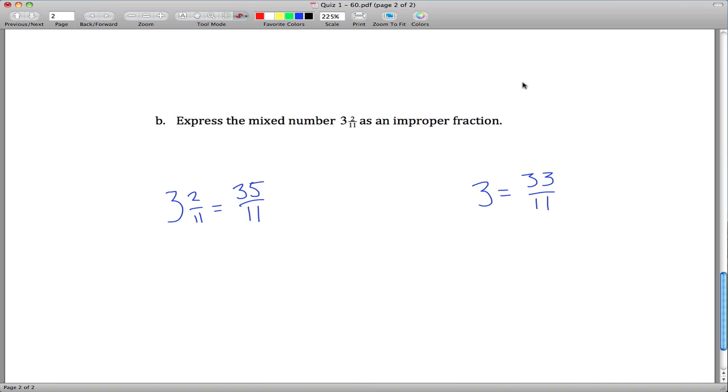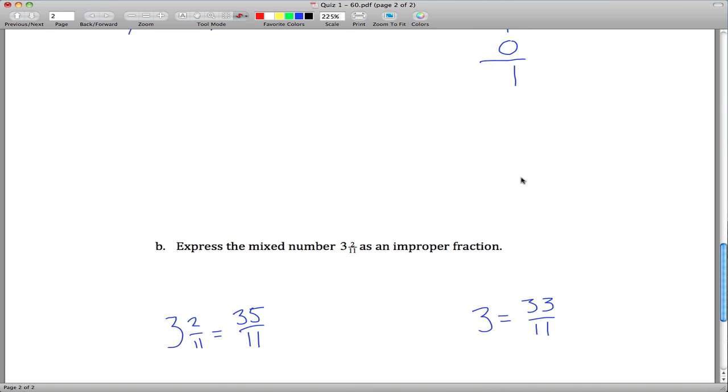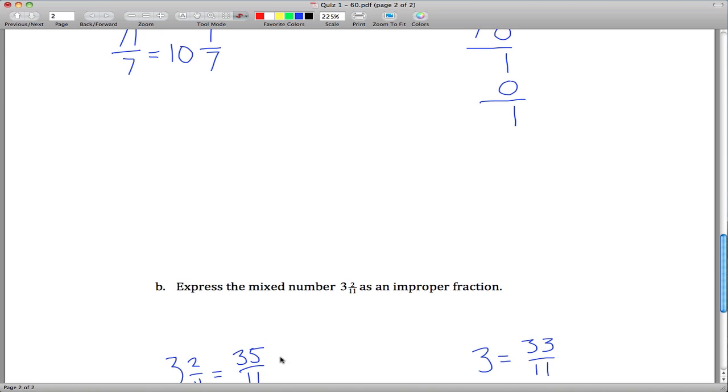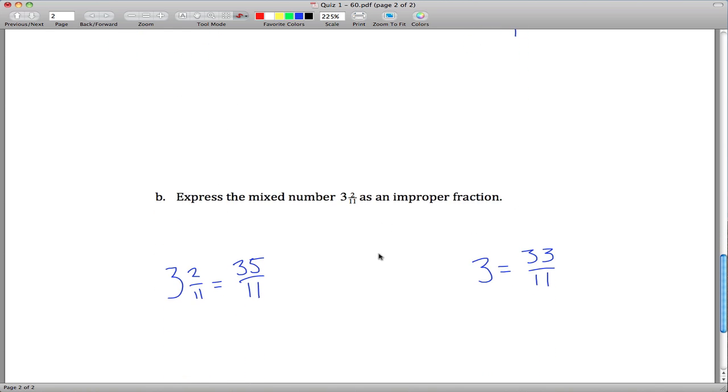That is, we have 35/11. So in part A and part B here especially, there's lots of different ways that you can come up with these two answers. But if you did something like that, you got them right. And that's the end of quiz 1.